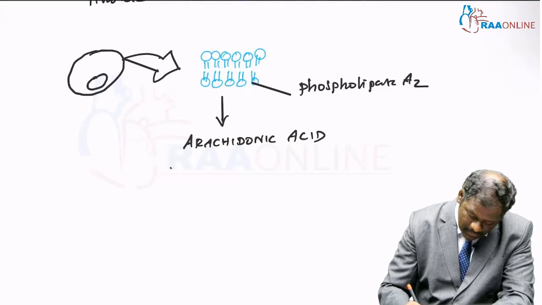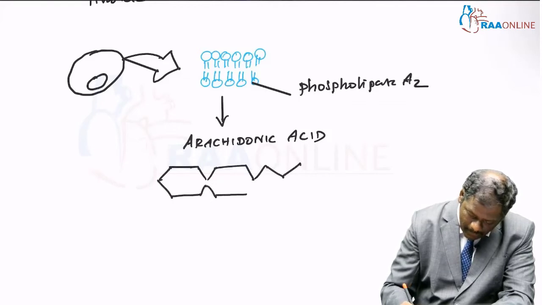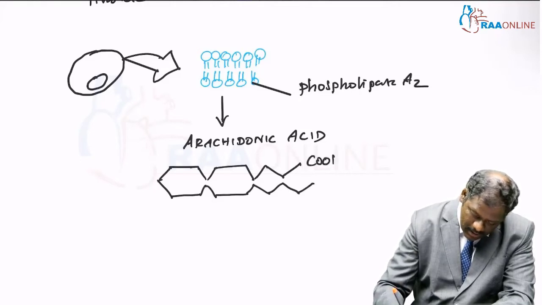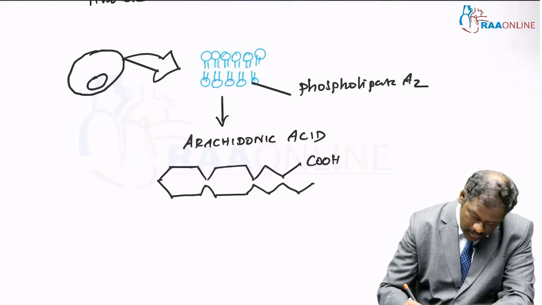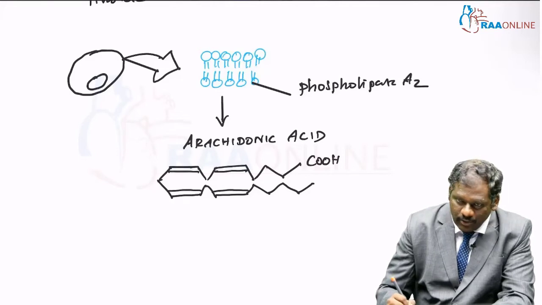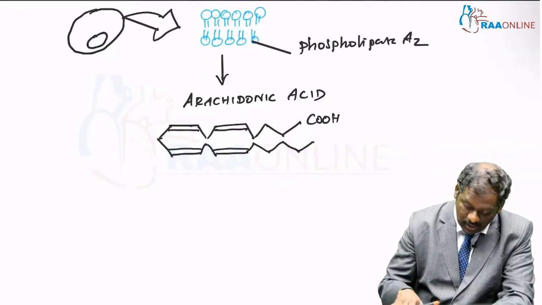So what is the shape of this arachidonic acid? It's a very interesting shape. Here we have the carboxyl group, COOH, and we have 4 double bonds in arachidonic acid. So this is the structure of arachidonic acid, guys.